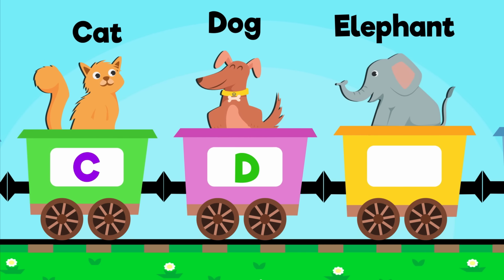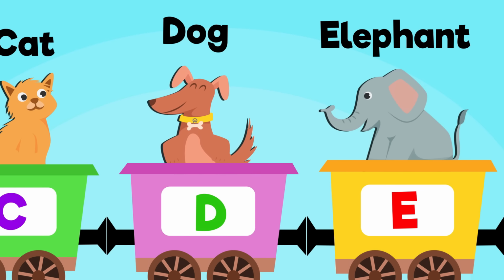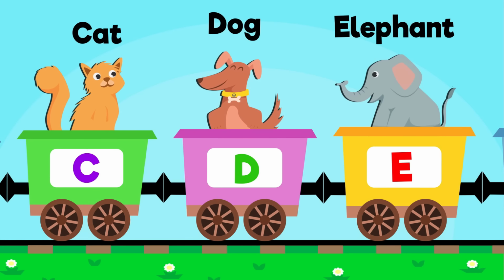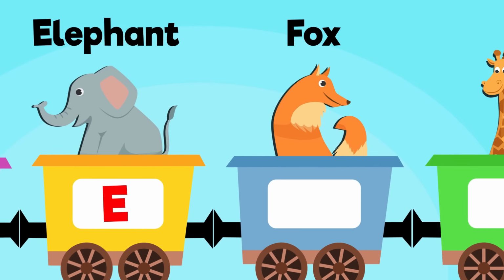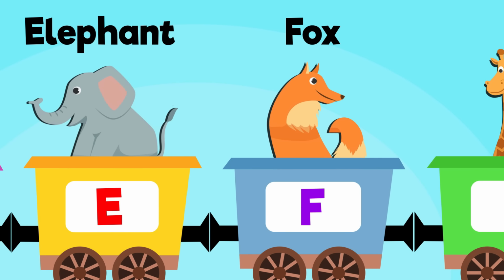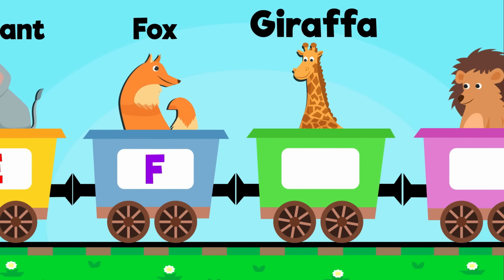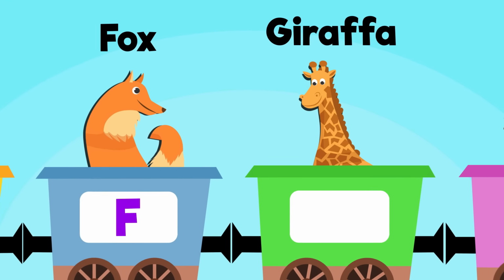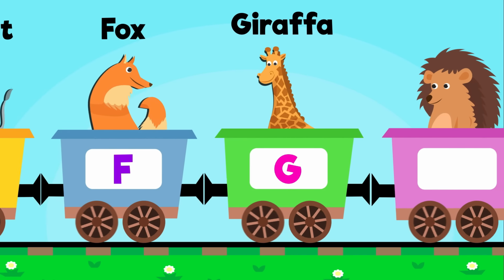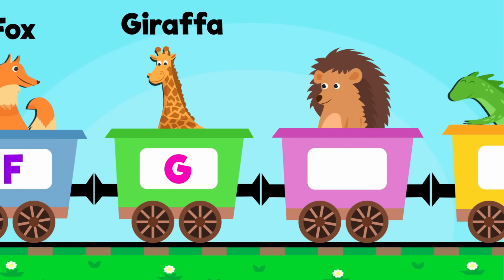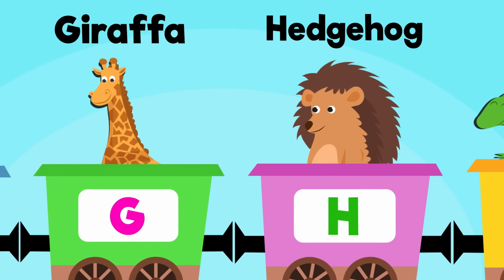Elephant. E says elephant. Fox. F for fox. Giraffe. Giraffe starts with G. Hedgehog. H says hedgehog.